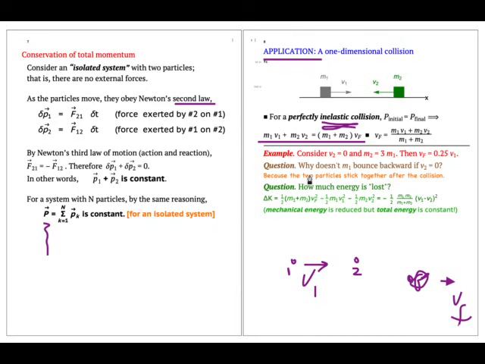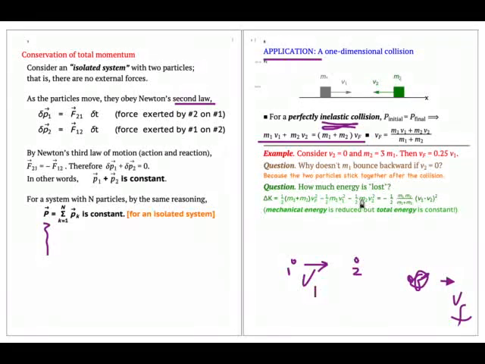Now, the kinetic energy is not conserved. In other words, this initial state has some energy. It has energy 1/2 m1 v1 squared, and no kinetic energy for the second particle, it's at rest. This final state has some energy, but it's smaller than the initial energy. So in other words, in colliding and sticking together, the particles lost energy.